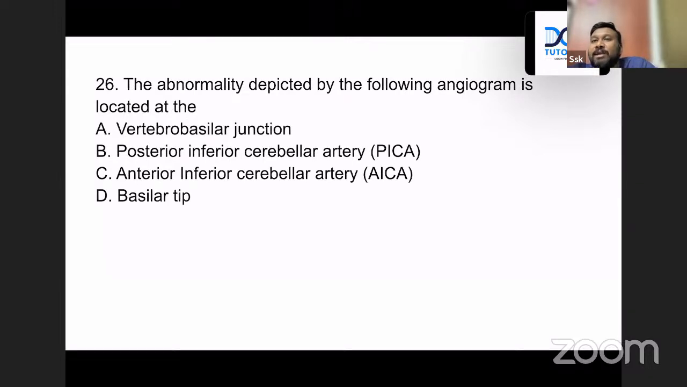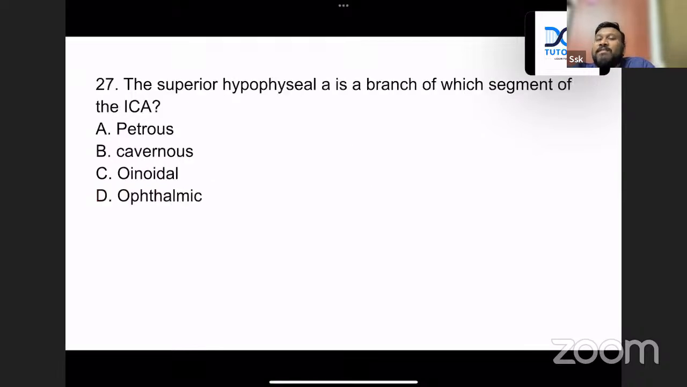So the abnormality depicted by the following angio. The angio image I couldn't add here. So it happened at the basilar tip. So it was a basilar tip aneurysm. That is what was shown in the image. The superior hypophyseal artery, like I told you, is a branch of the ophthalmic artery. This you have to remember. The inferior hypophyseal will be a branch of the cavernous, whereas the superior hypophyseal will be a branch of the ophthalmic.